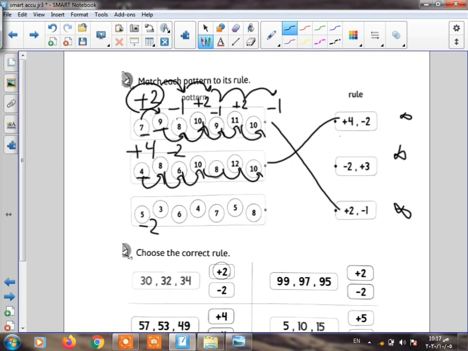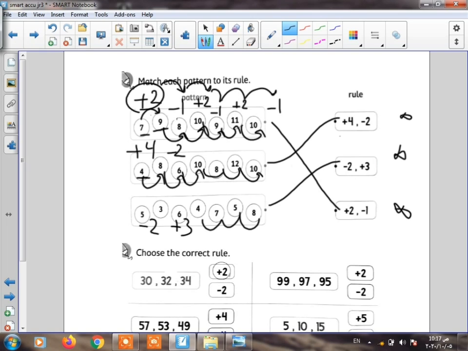Then the number 3 became 6. The number increased after 3, 4, 5, 6. So we add 3. 6 became 4. So the number decreased again by 2. Increased by 3. Decreased by 2. Increased by 3. So our pattern rule is -2 +3.